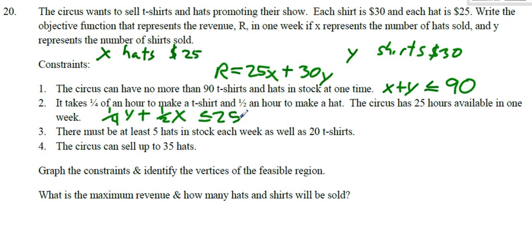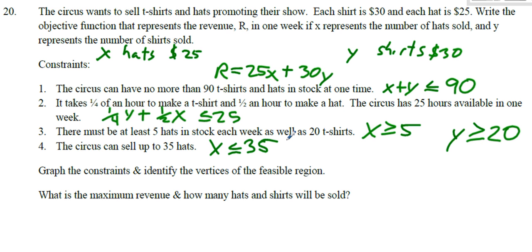There must be at least 5 hats. So hats is at least 5. X is greater than or equal to 5. And at least 20 t-shirts. So Y for t-shirts is greater than or equal to 20. And they can sell up to 35 hats, which means X for hats is less than or equal to 35. So we've got 5 equations. 1, 2, 3, 4, 5 equations. We've got to graph all of them and find the vertices.